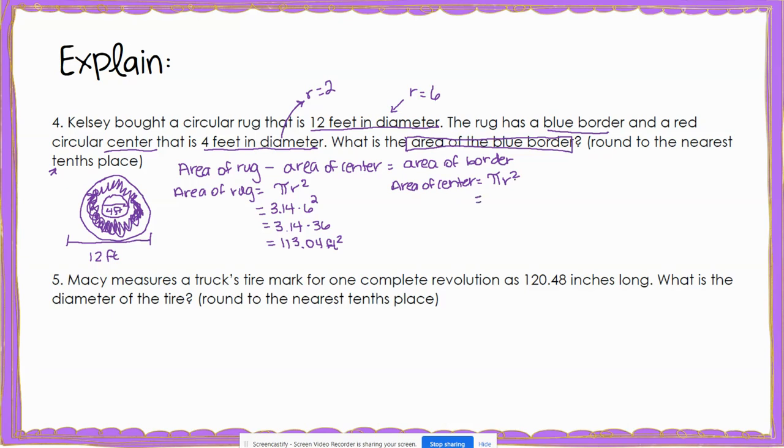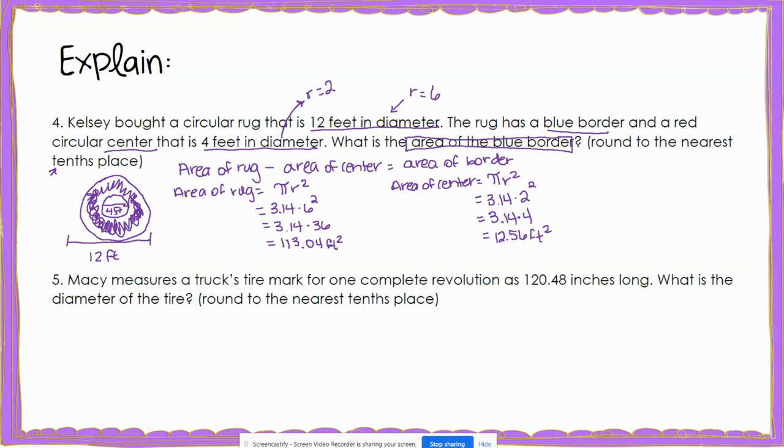So we're going to plug in 2 for radius. So 3.14 times 2 squared. Well, 2 squared means 2 times 2, which is 4. So this is 3.14 times 4, which is 12.56. So the area of the center is 12.56 feet squared.